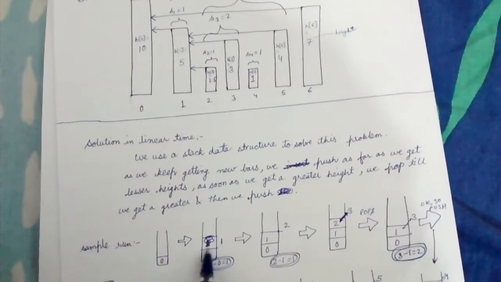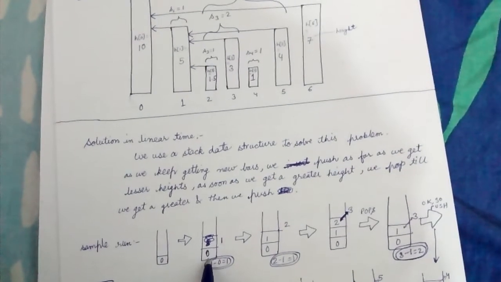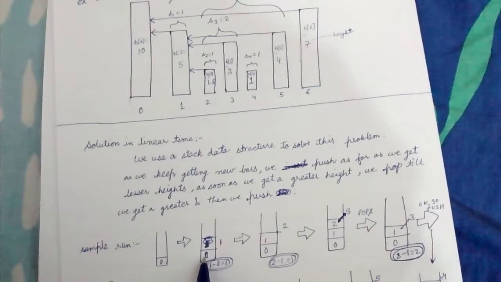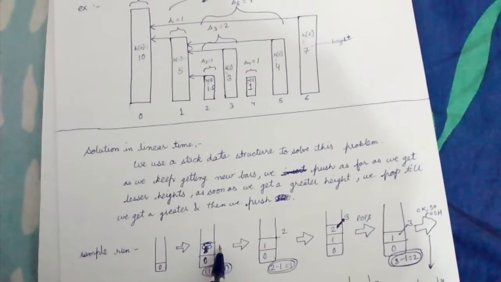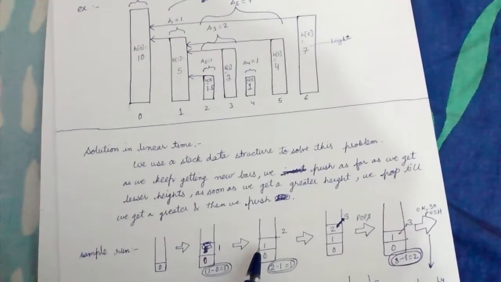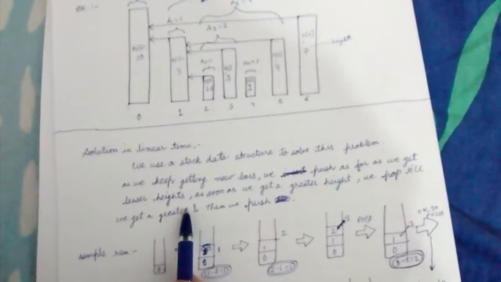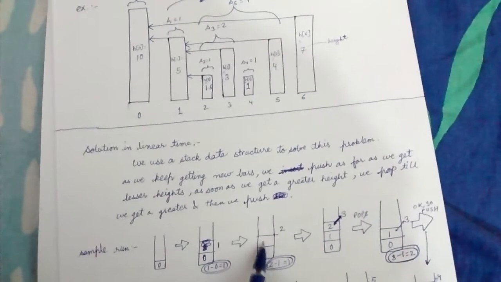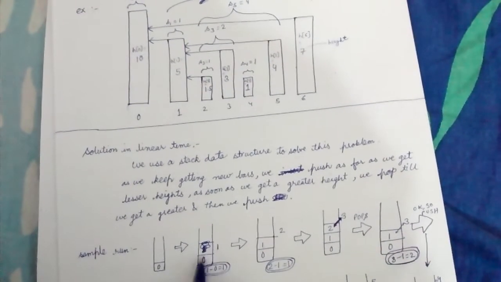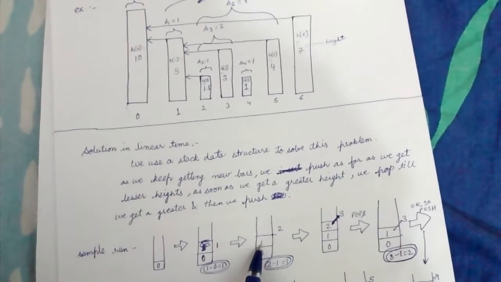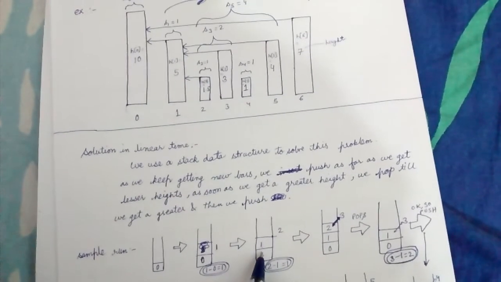We look at the top of the stack, it is 0. So we compare h1 with h0. So h1 is less than h0, so it is not greater, so we need not pop. We just push h1, we just push 1. Look, we are comparing h0 and h1, but we are pushing only 1, that is the index.